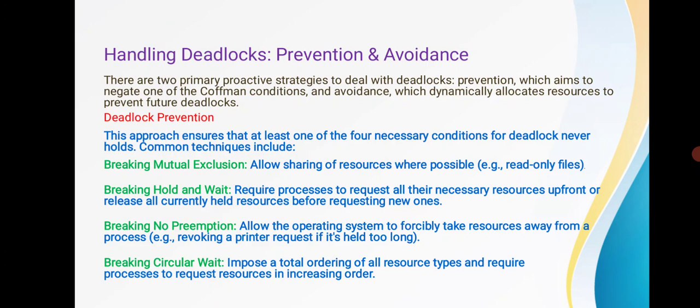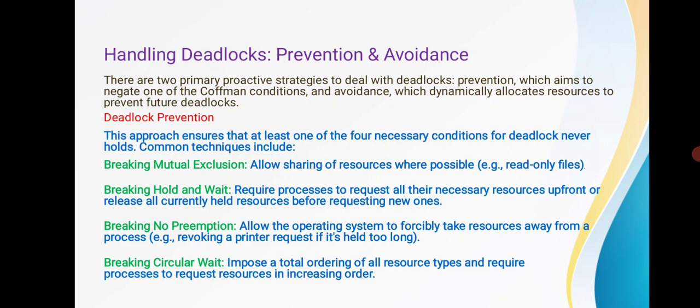Breaking no preemption: allow the operating system to forcibly take resources away from a process, for example, revoking a printer from a process if it is held too long. We can break this condition using some algorithms. Next, breaking the circular wait condition: impose a total ordering of all resource types and require processes to request resources in increasing order.